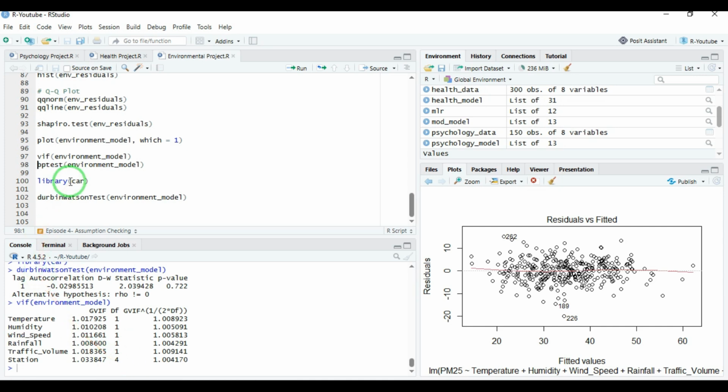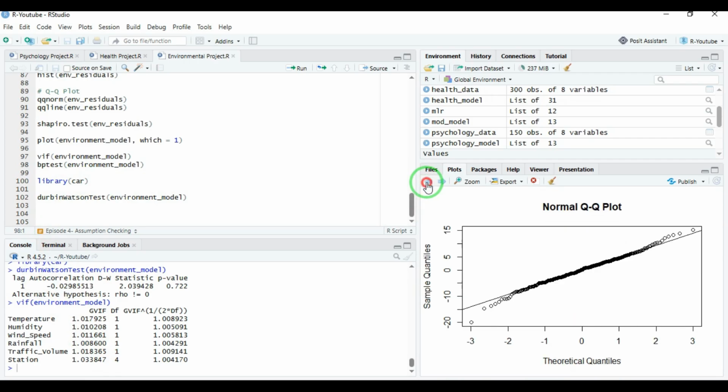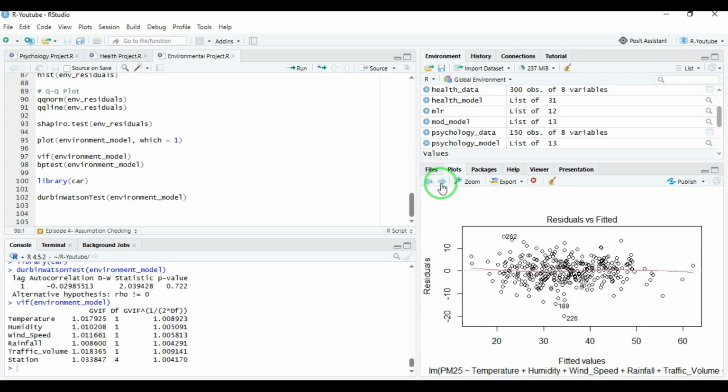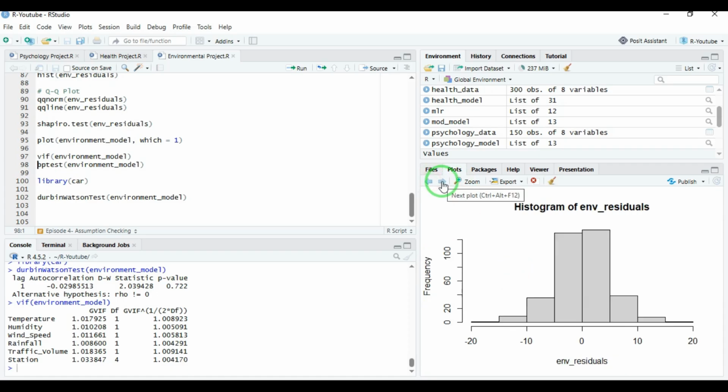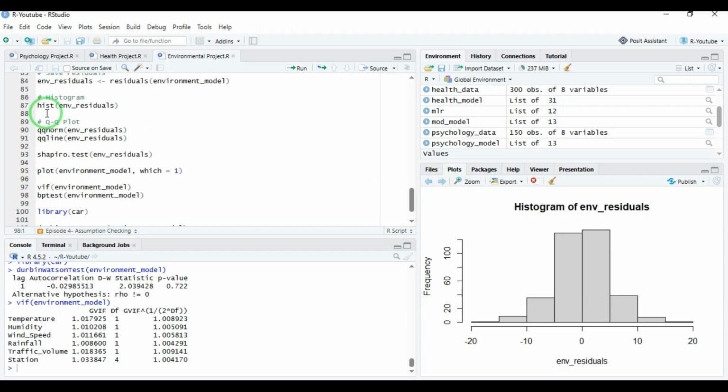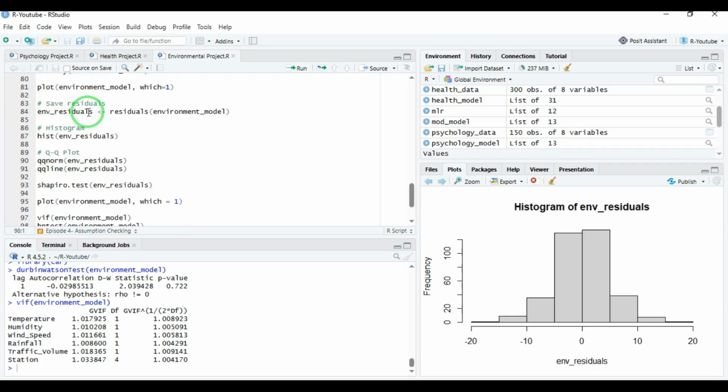And finally, the last assumption is checking the normality of residuals. Regression doesn't require all the variables to be normally distributed. We only need the residuals to be normal. So to check that, we use histogram, QQ-plot, and Shapiro-Wilk test. First, get the residuals of the model simply by residuals function. Run them. By looking at the histogram, I can say the residuals appear approximately bell-shaped, so it is normal.